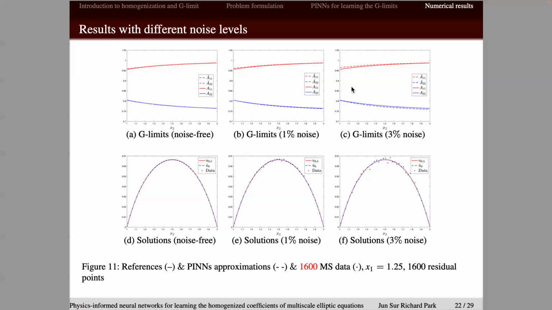So we have a reasonably good result for both noise-free and noisy cases for the G limit. And again, if you look at the result for the homogenized solution, you can still see that even though we have this noisy oscillation in our data, our approximations are quite smooth. It is smooth in such a way that it takes into account the macroscopic behavior of our data, which is supposed to be very close to our homogenized solution. So it approximates the homogenized solution pretty well. That's because the physics-informed neural network provides the physics-informed regularization.